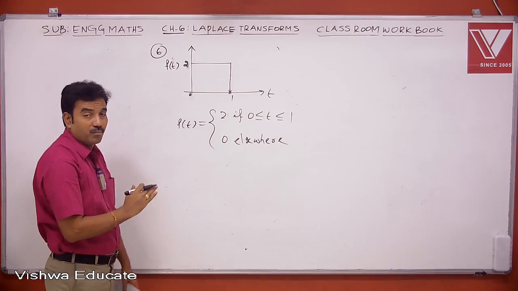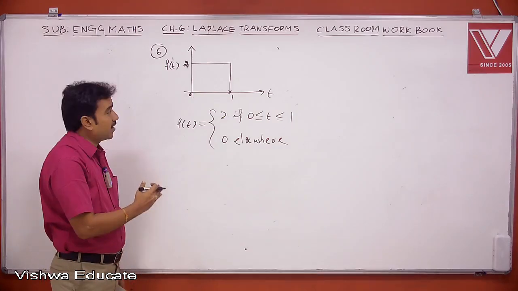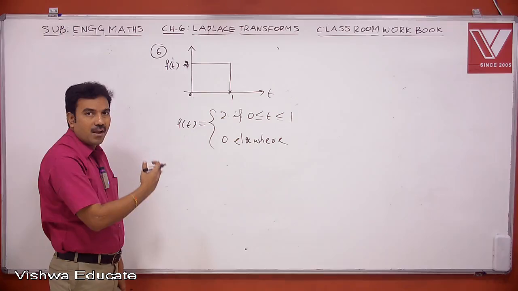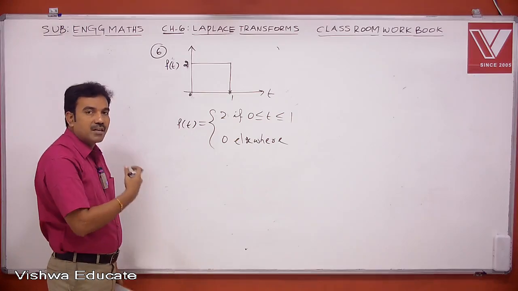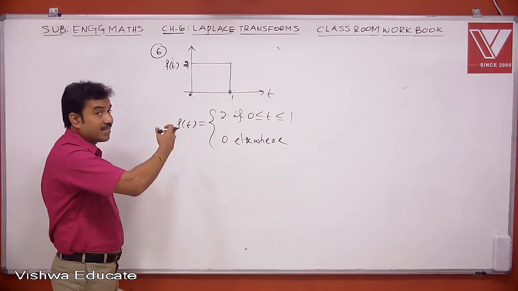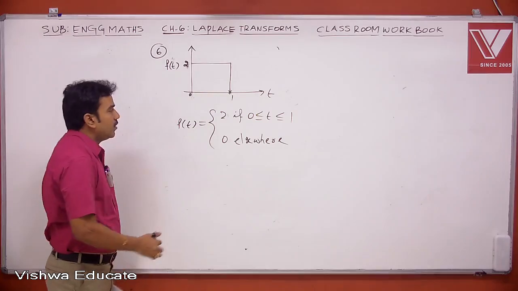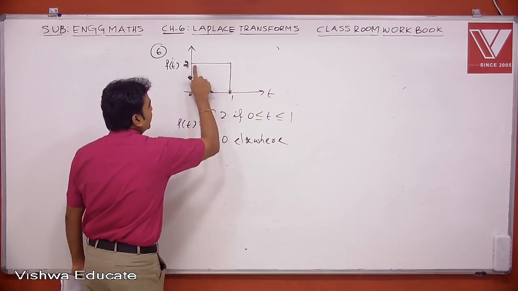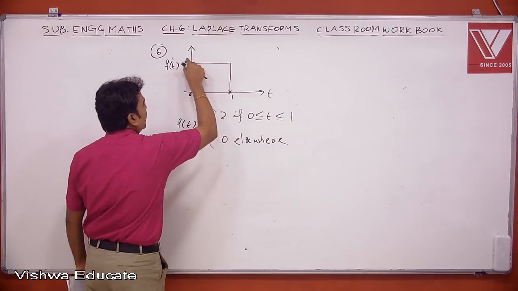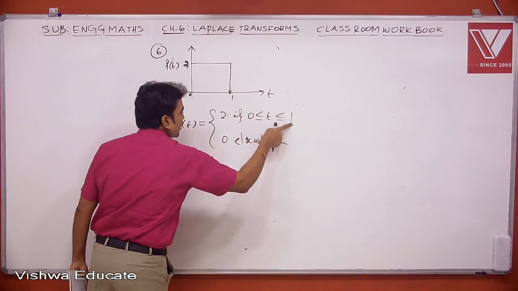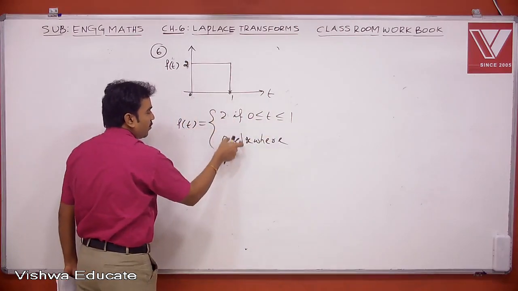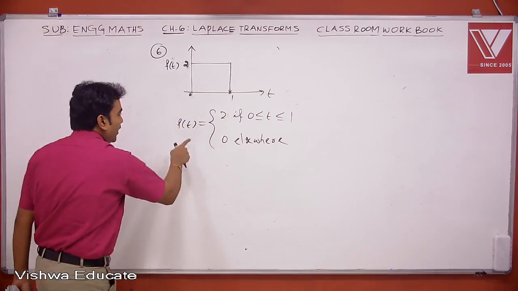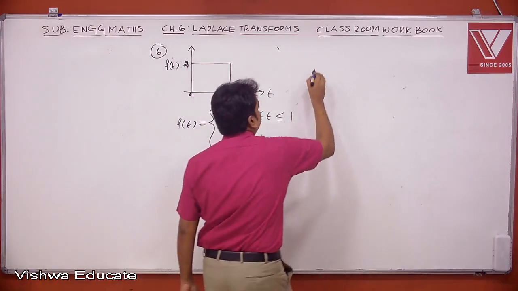This is one important model. Function is not given directly, but instead of the function, its graphical representation is given. So you need to define your own function based on this graphical representation. So from 0 to 1, this is a constant function. So it is 2. When t lies between 0 to 1, f of t is 2. Outside it is 0. So we need to find Laplace transform of this.